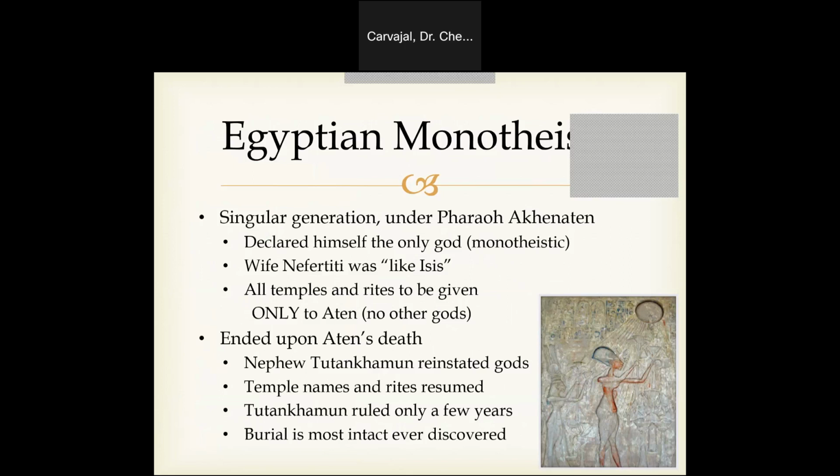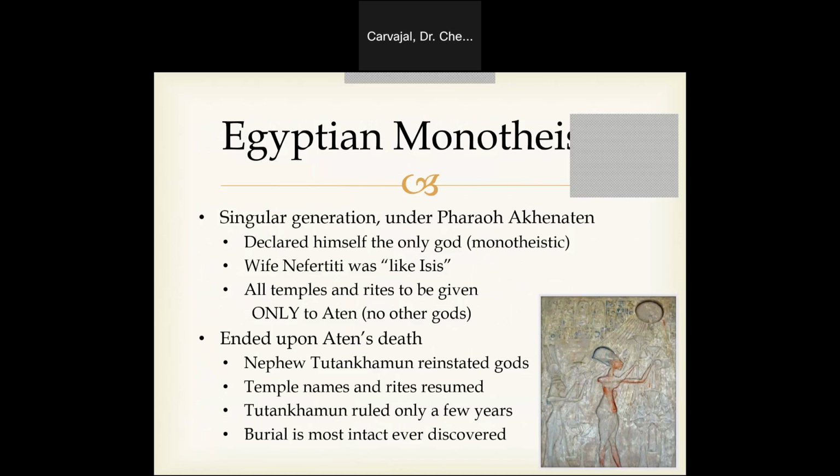And then the very next pharaoh declared that now we were polytheistic again. And the other gods did exist and we would worship them all. And that was King Tut. He came after, that was Akhenaten's nephew. He only reigned to be 18, so he reigned only a few years. But in those few years, he changed all of the temple names, and everything went back to polytheism.